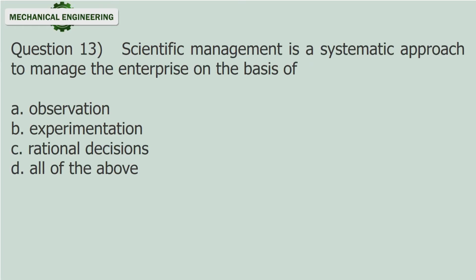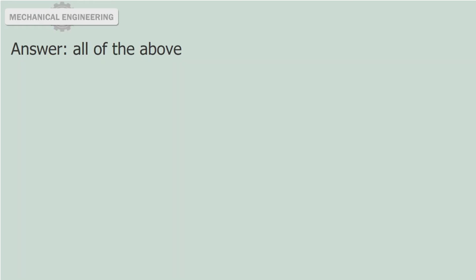Question 13. Scientific management is a systematic approach to manage the enterprise on the basis of A. Observation. B. Experimentation. C. Rational decisions. D. All of the above. Answer: all of the above.